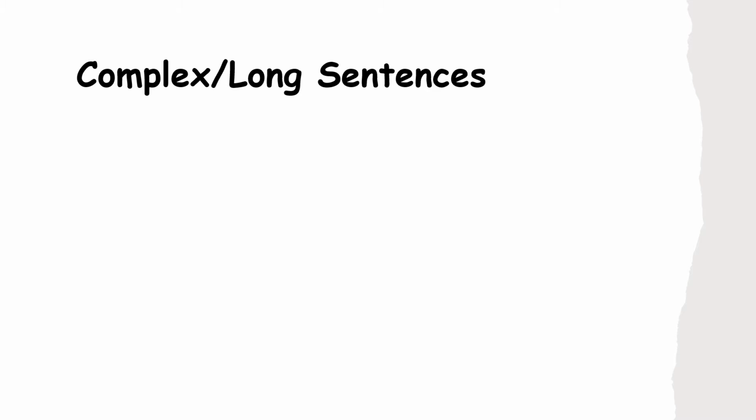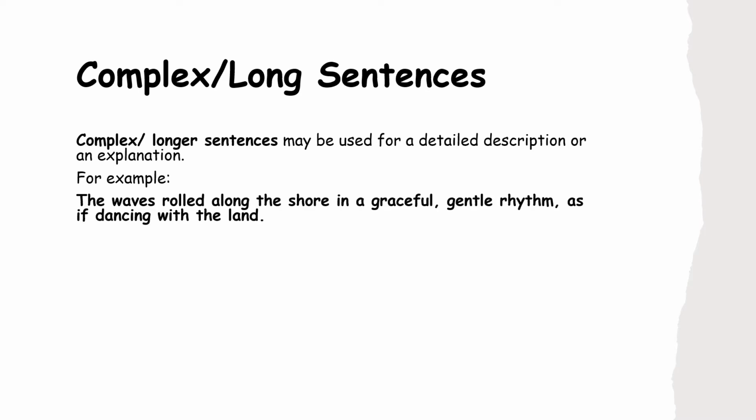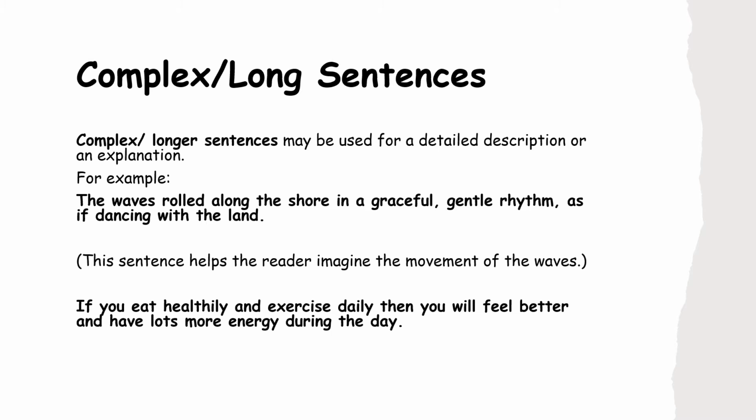Complex or long sentences. A longer sentence may be used for a more detailed description or an explanation. For example, the waves rolled along the shore in a graceful, gentle rhythm, as if dancing with the land. This sentence helps the reader imagine the movement of the waves. If you eat healthily and exercise daily, then you will feel better and have lots more energy during the day. This sentence explains the benefits of healthy living.